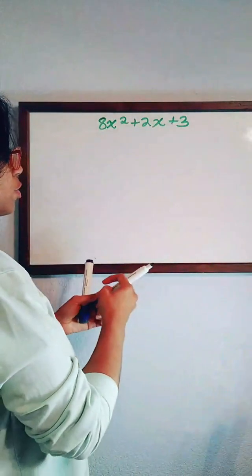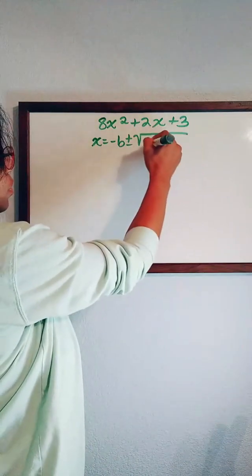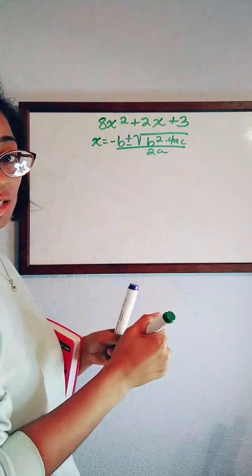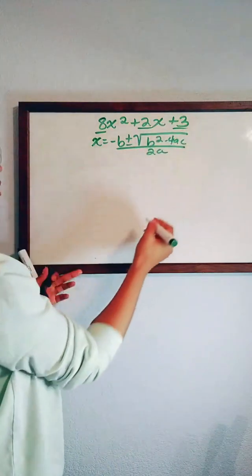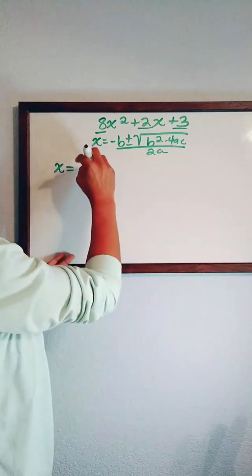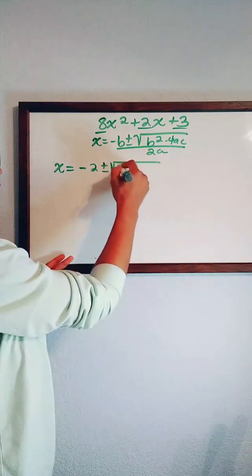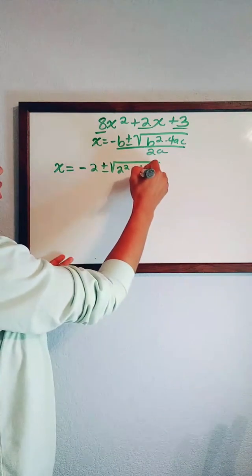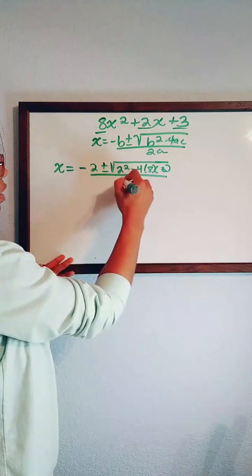Okay, so all you're going to do is x is equal to negative b plus or minus the square root of b squared minus 4ac, all over 2a. And you're just going to insert all your information into the equation. So this is a, this is b, this is c, right? So you got x is equal to negative 2 plus or minus the square root of 2 squared minus 4 times 8 times 3, divided by 2 times 8.